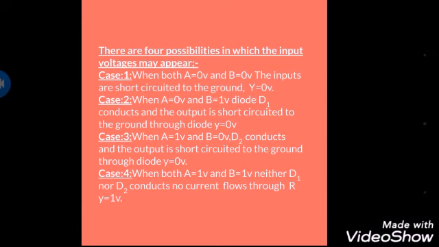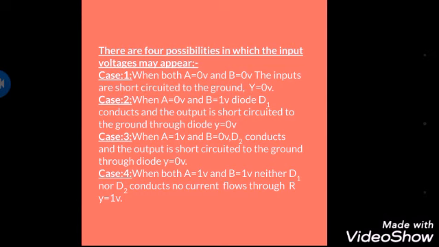Here we are giving B is equal to 1 volt, but D1 is conducting because the diodes are reverse connected. In the third case, when A is equal to 1 volt and B is equal to 0 volt, then because the diodes are reverse connected, D2 is conducting and the output is short circuited to the ground. Hence Y is equal to 0 volt.